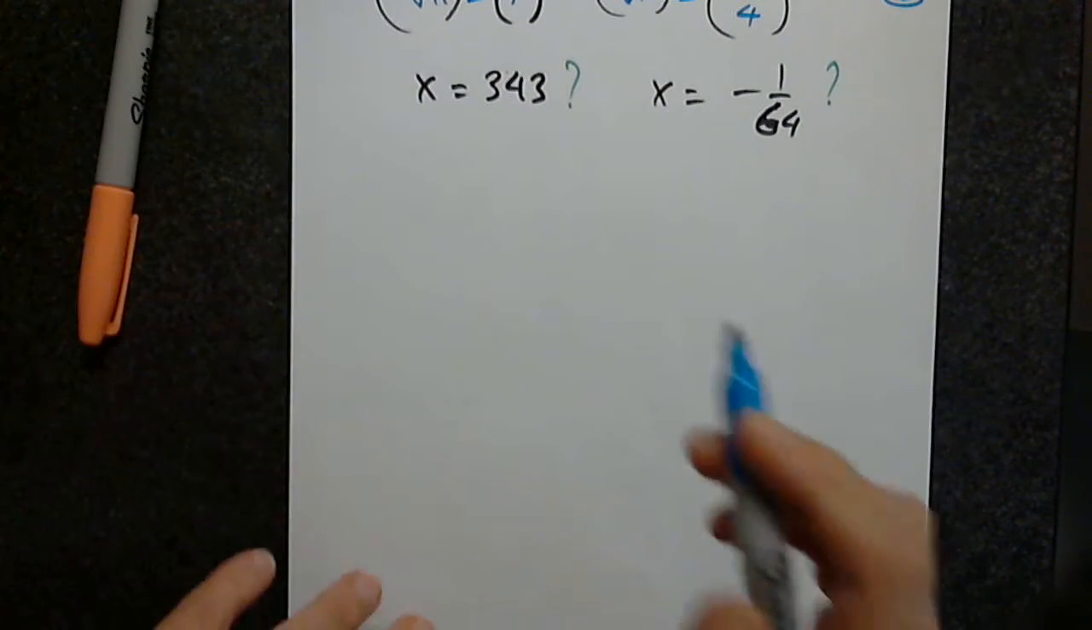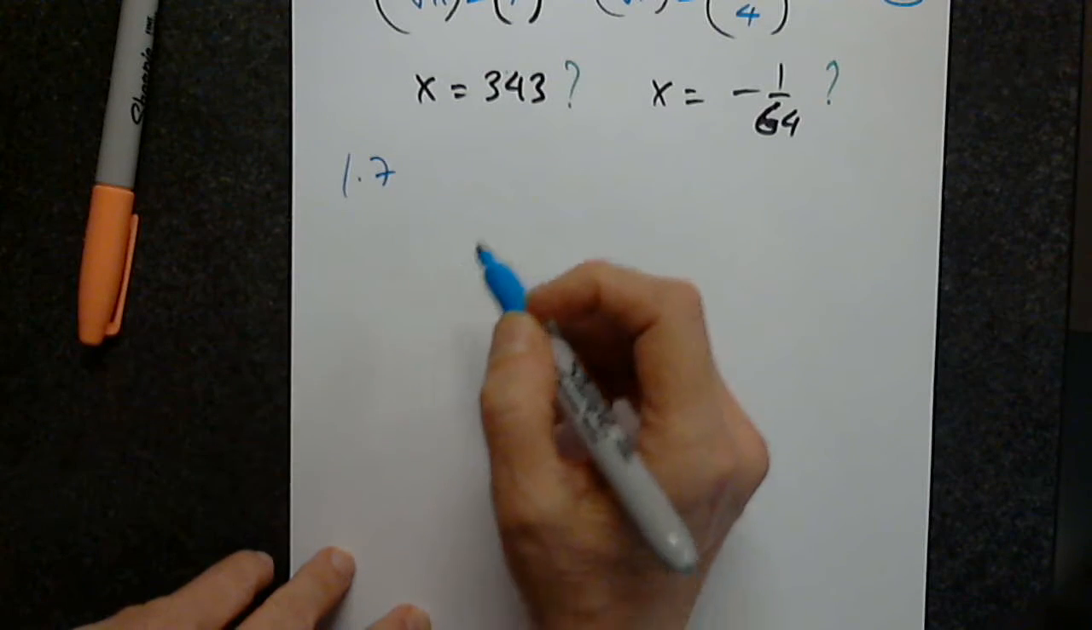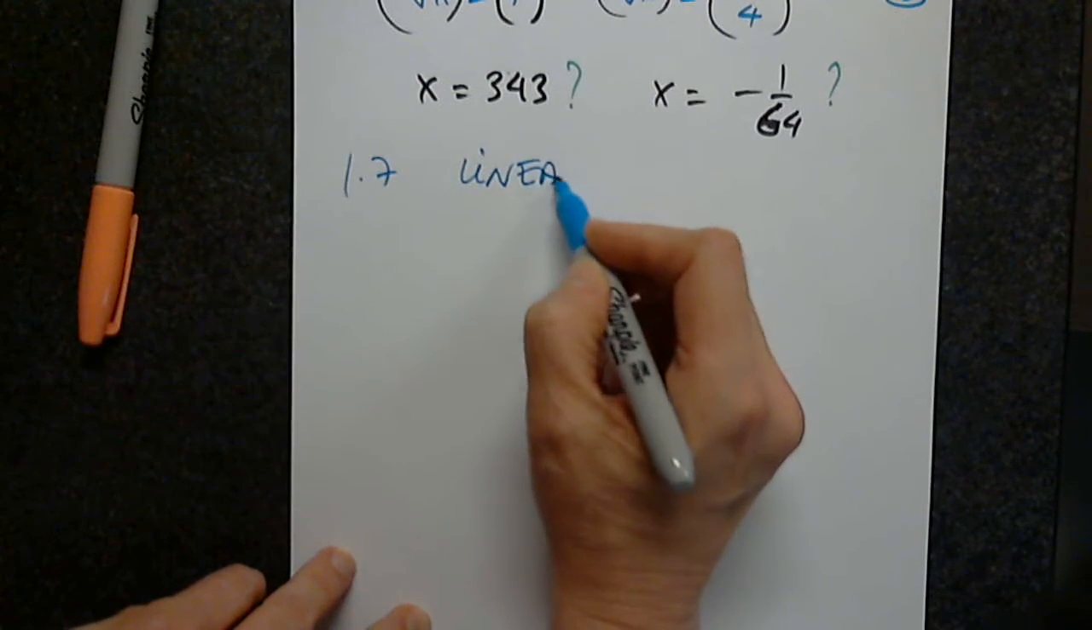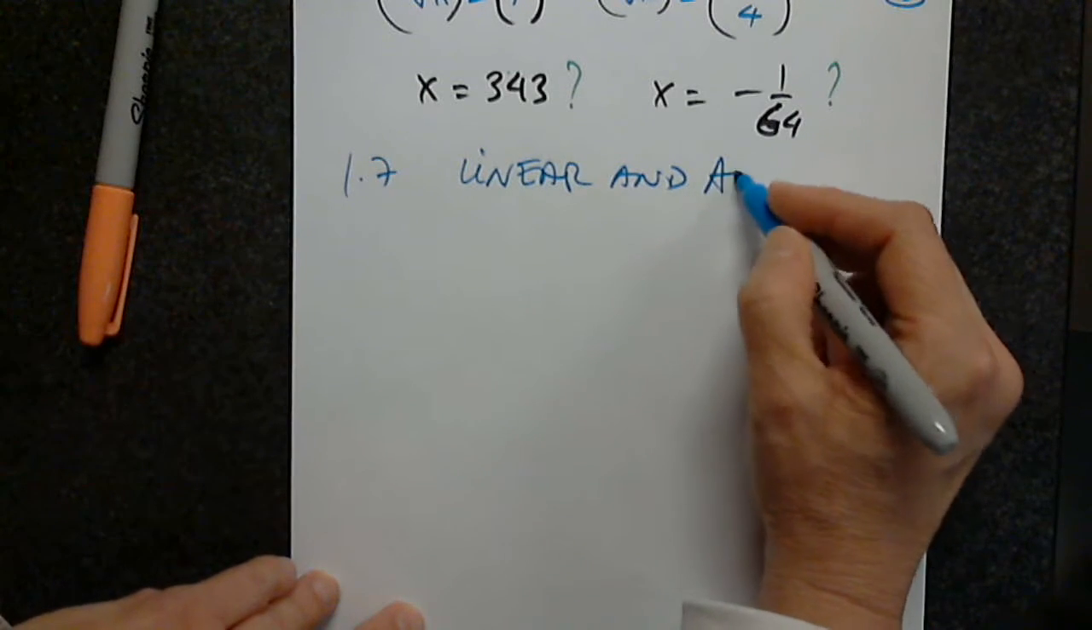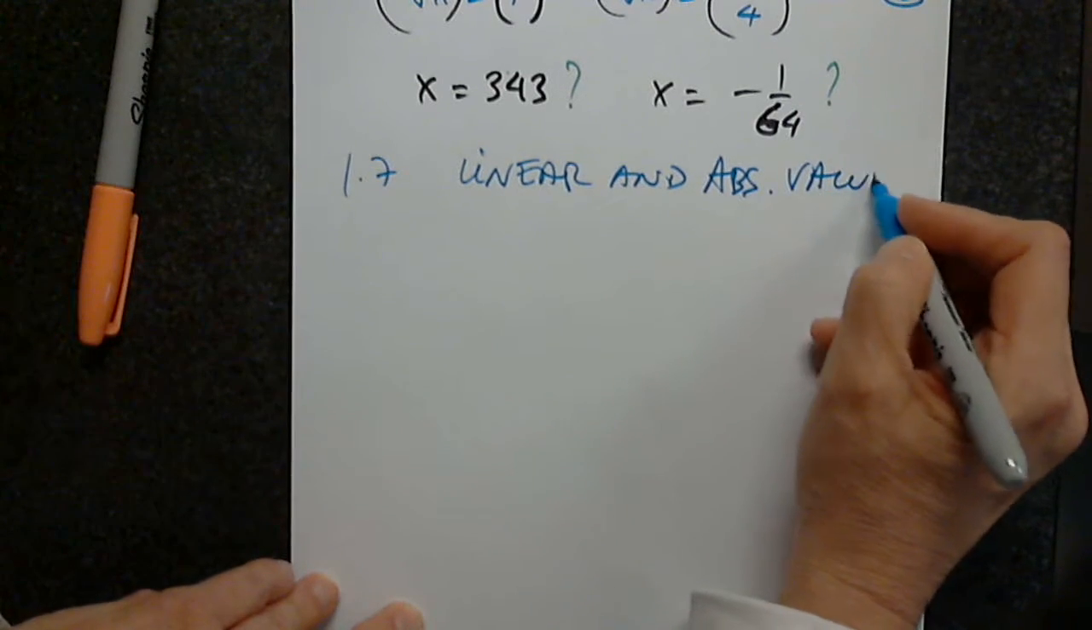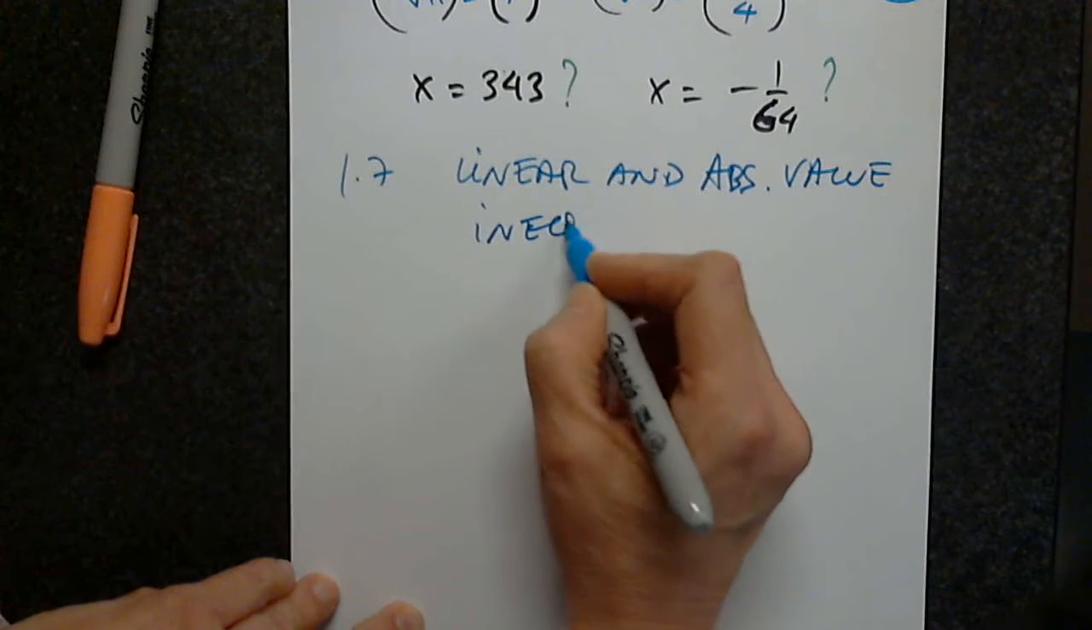Okay, so let's finish chapter 1 then. 1.7, linear and absolute value inequalities.